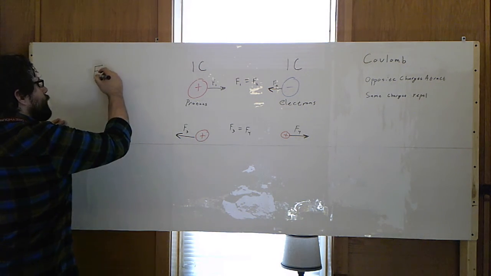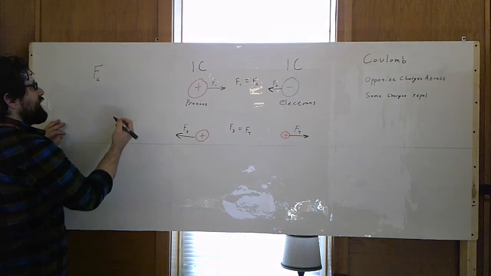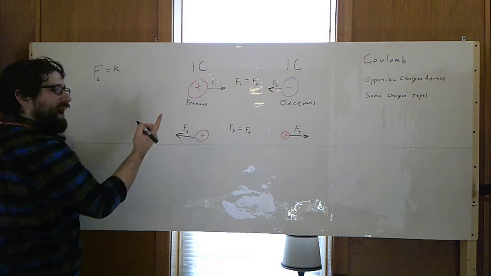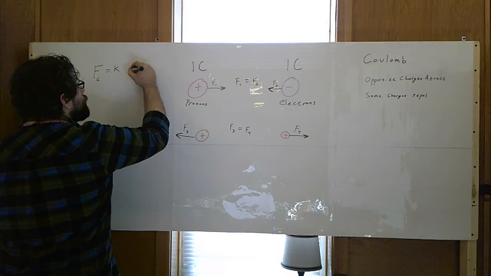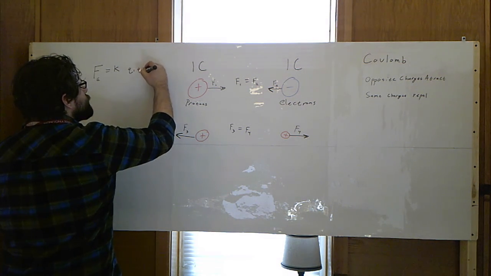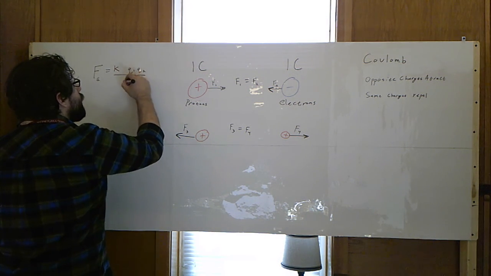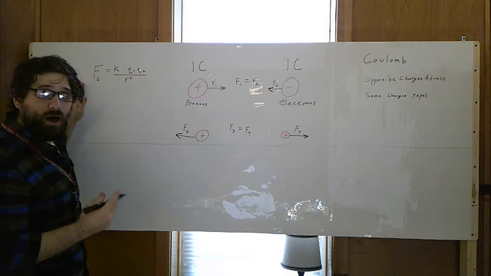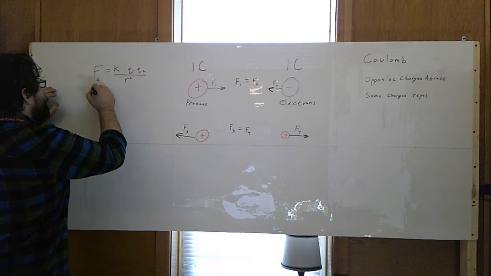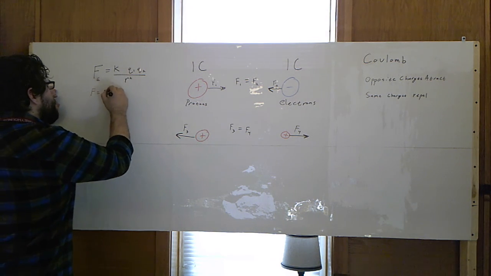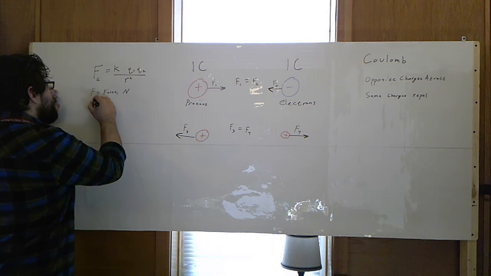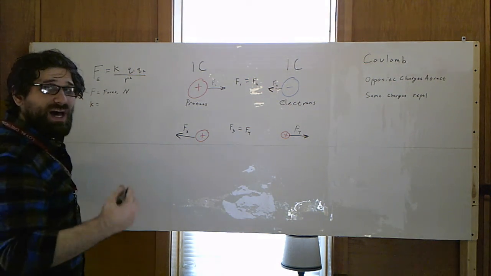So we're going to say force of electrostatics is equal to K, that's going to be our constant, and then Q1 and Q2 over R squared. Now let's go over these variables. F, obviously, that's a force. So F is our force, measured in newtons.